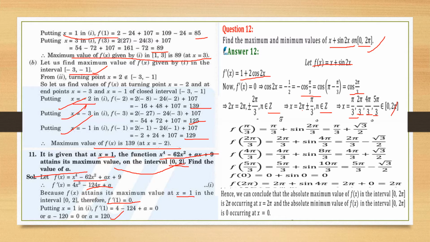Now I will evaluate my function to get the absolute maximum at all these points, at f(0) and at the endpoint 2π. Out of these, when I evaluate, I'll find that the absolute maximum is occurring at x equal to 2π and the minimum at 0.